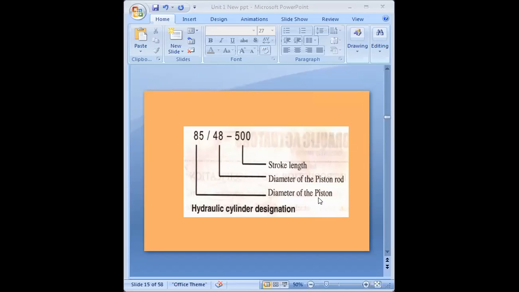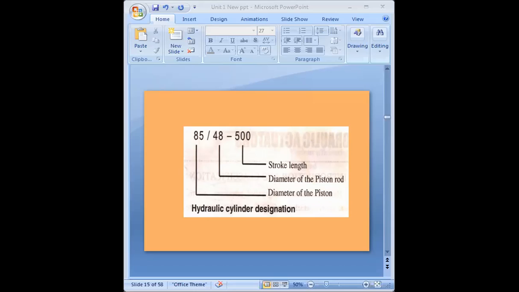So please write this designation of the hydraulic cylinder. This question may be asked in the university exam as an MCQ: 85 by 48 dash 500. We should know what the first, second and third numbers mean. The first number indicates the diameter of the piston. The second number indicates the diameter of the piston rod. And the third number indicates the stroke length. So by these three numbers, the hydraulic cylinder is designated.